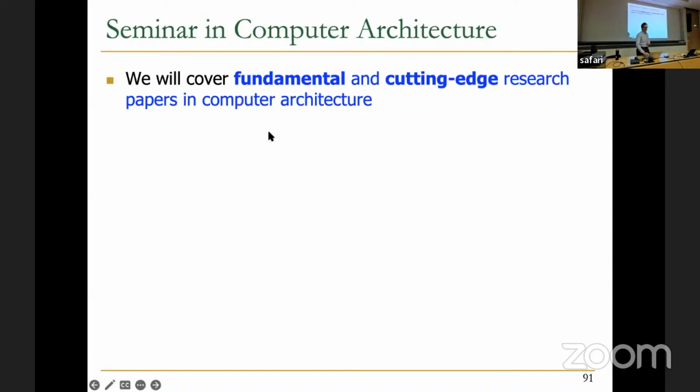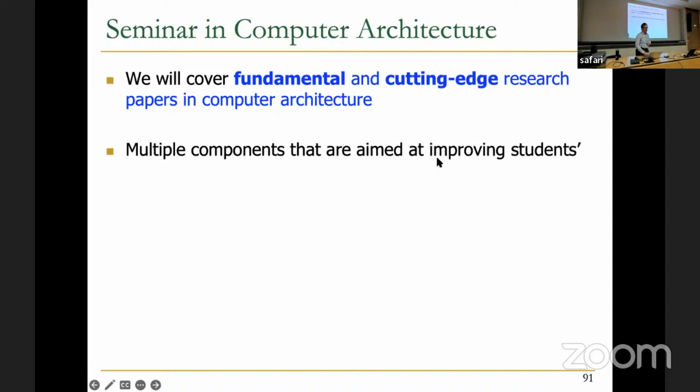Basically, we will cover fundamental and cutting-edge research papers in computer architecture. We're going to limit ourselves to mostly research papers. They may be old papers, they may be new papers. A lot of them are going to be biased toward the more cutting edge because it's good to know the cutting edge. That's really important.